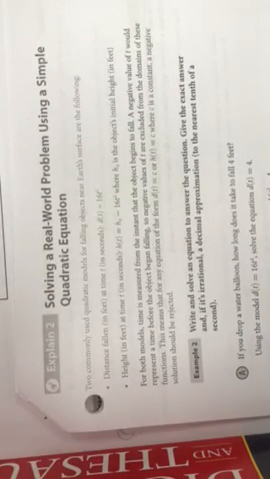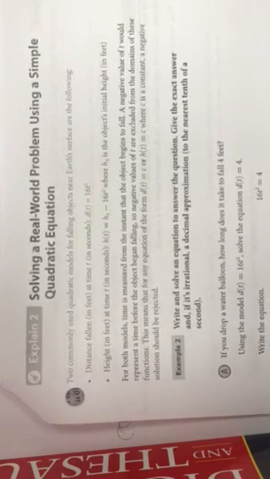Okay, the next section just puts it into context. At the top, it's giving you some information. Two commonly used quadratic models for falling objects near Earth's surface are the following: distance, which is 16t squared, or height, which is initial height minus 16t squared. All we're doing is using these two equations and applying them to word problems and solving.